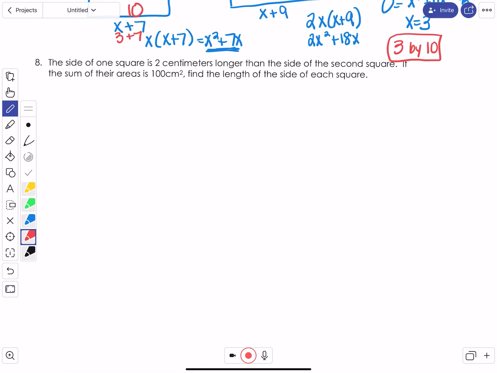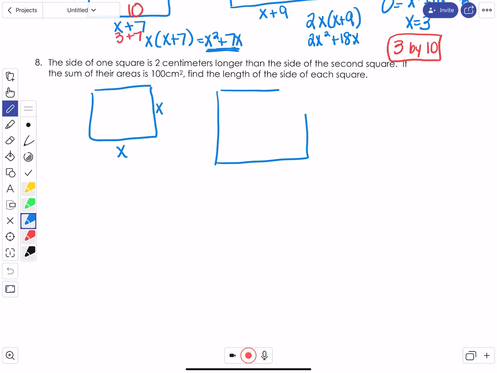Okay. Last problem. The side of one square, so if it's a square, you know that the sides are even, is 2 centimeters longer than the side of the second square. Okay, so we have one square that's a little bit bigger than the other. So 2 centimeters longer. So if they're squares, we know that they're the same. If the sum of their areas is 100 centimeters, find the length of the side of each square.